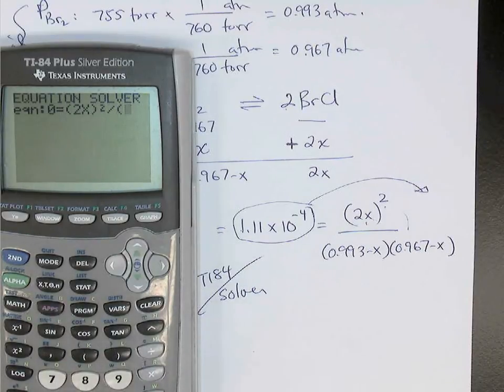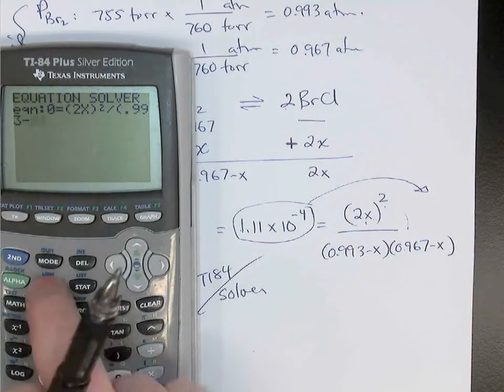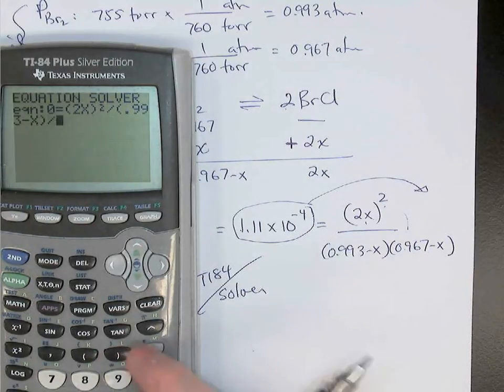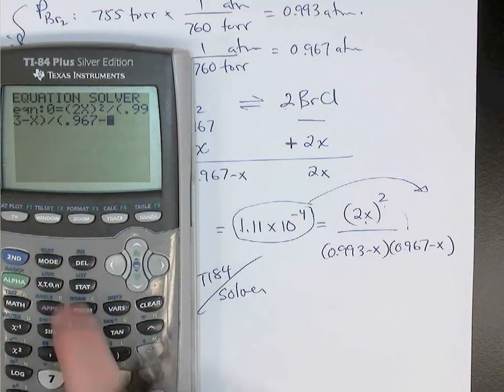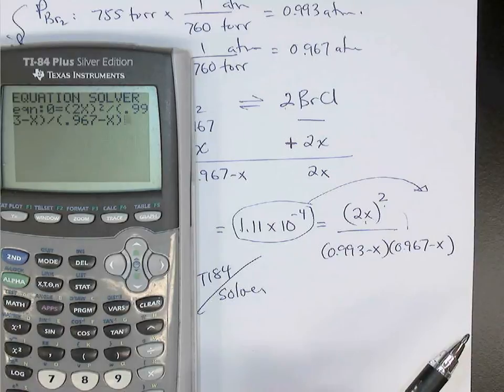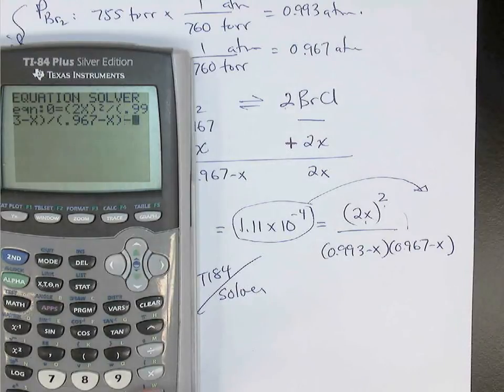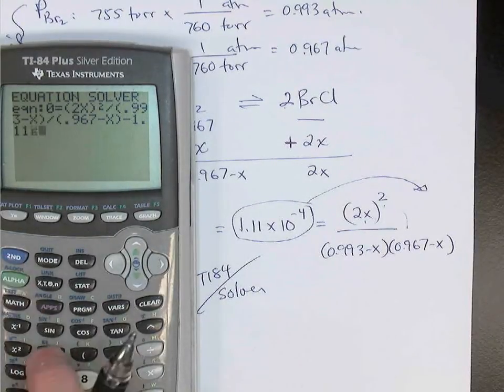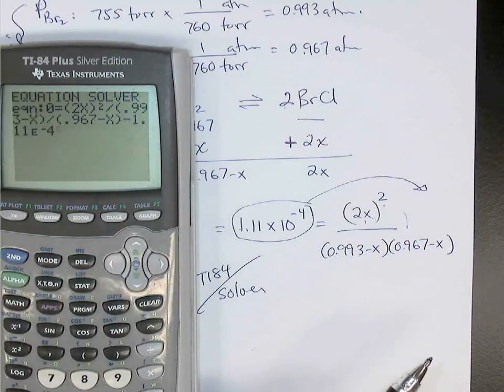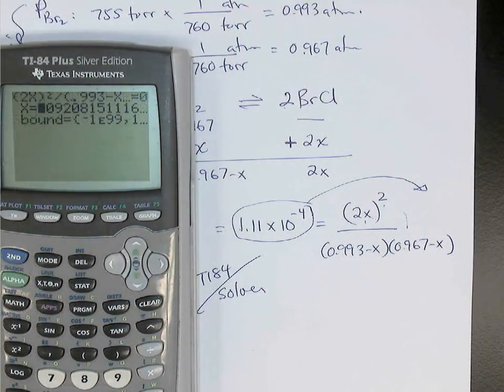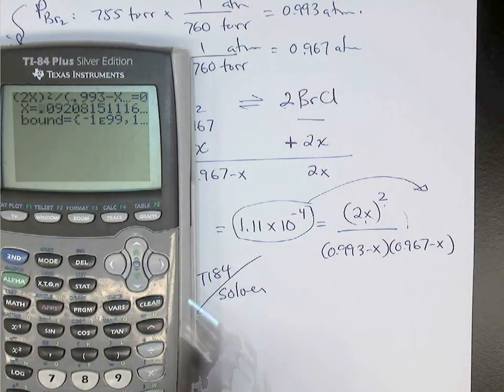Divide by bracket 0.993 minus x, close that first bracket, and divide again by the other bracket, 0.967, take away x. And a very common mistake is to forget that we have to also subtract the Kp value. So take away 1.11 times 10 to the power of minus 4. Glance at the equation, be sure that your brackets are correct, be sure that you haven't mistyped something. Press enter, and the guess that we're going to use on this middle line, we always give it a guess. The guess that will almost always work is 0.